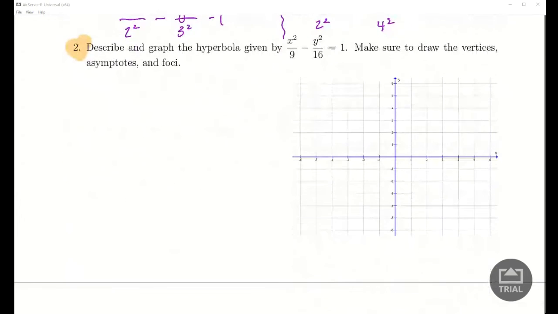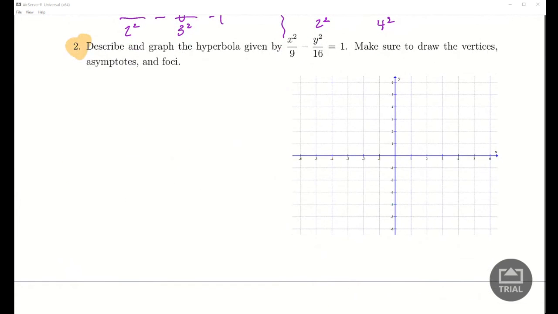Okay, so that's what we're going to do. We're going to go through some examples and just practice this. So we have this equation for a hyperbola, x squared over 9 minus y squared over 16 equals 1. So x is first, so it's going to open horizontally. And that's going to be important. I would write that down every time just to get into it.